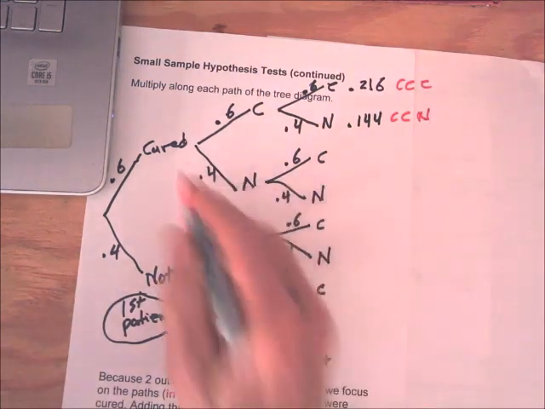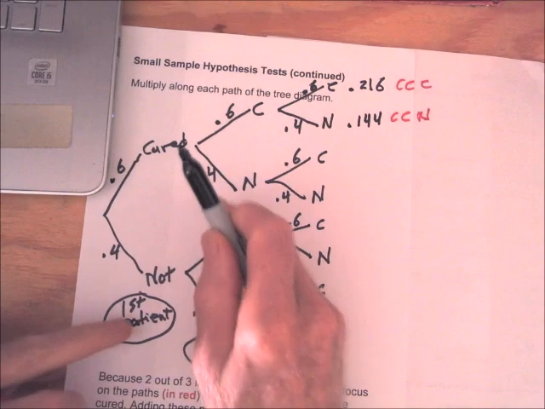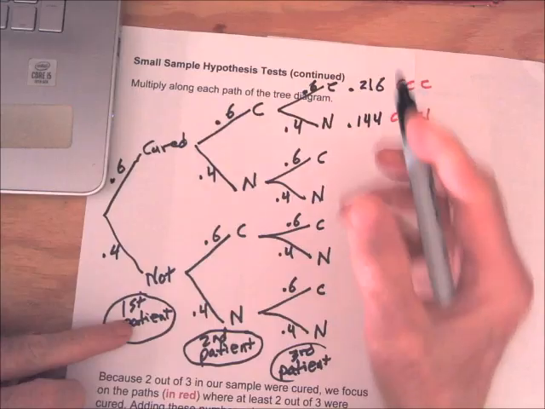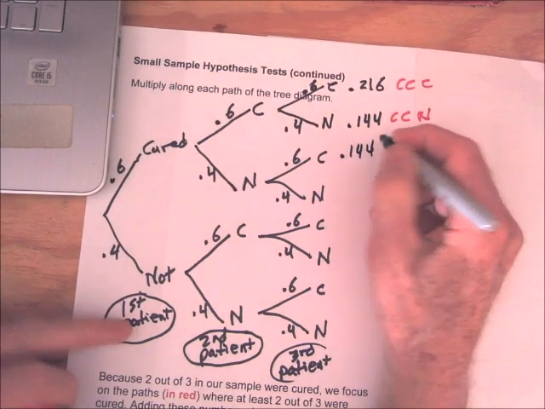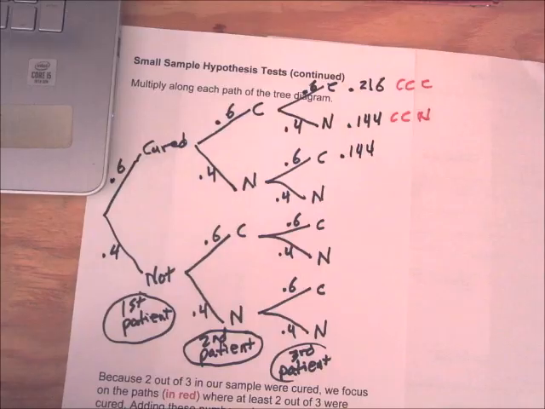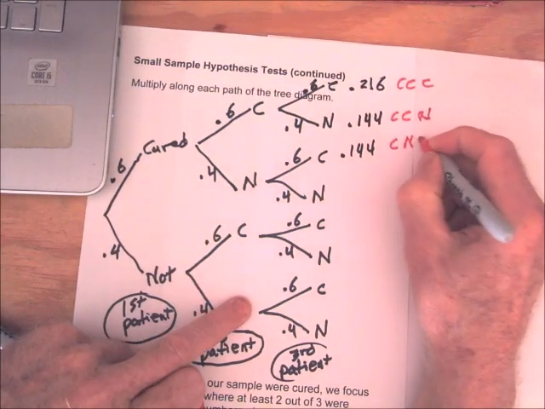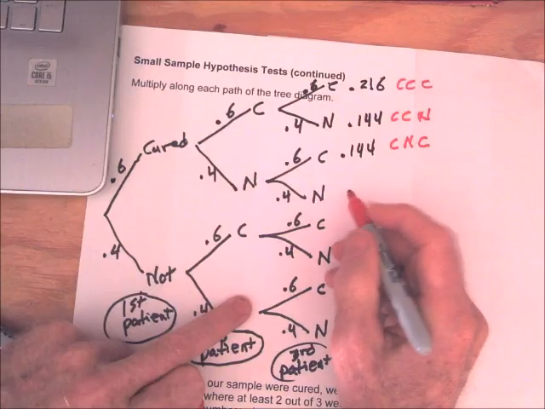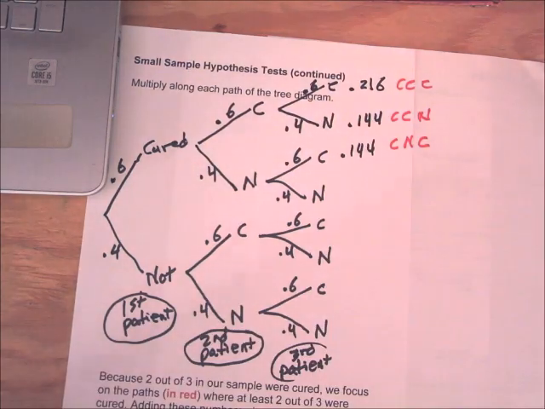The next path: cured, not cured, and cured. So it's 0.6 times 0.4 times 0.6, which will also be 0.144. Then cured, not cured, and then cured. The next path we can skip because our sample proportion was 2 out of 3. So we really only need the paths where at least 2 out of 3 were cured.